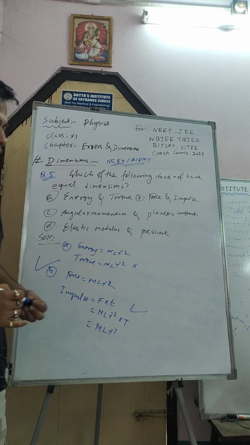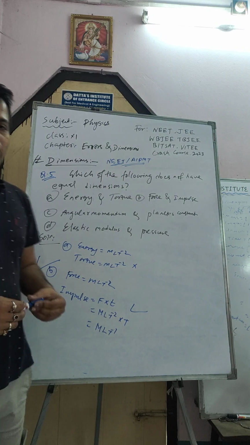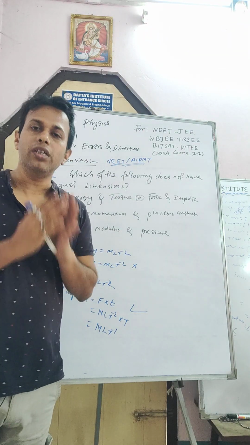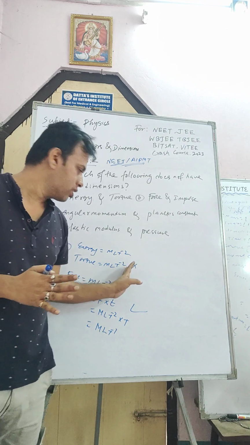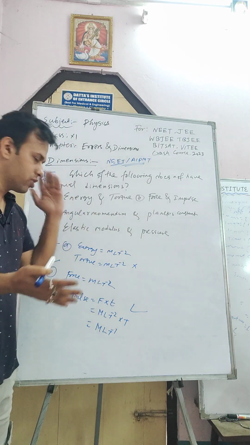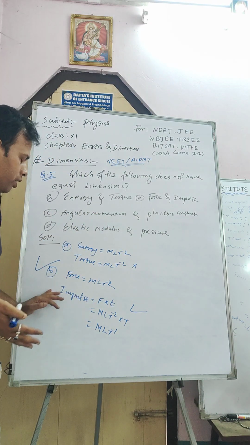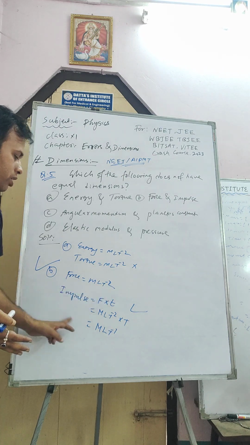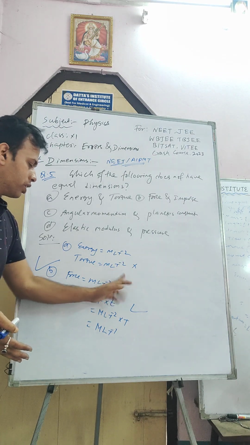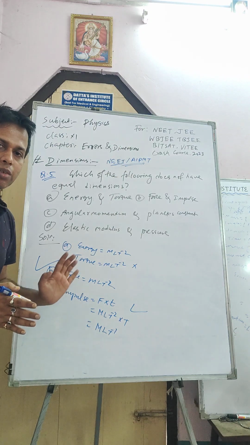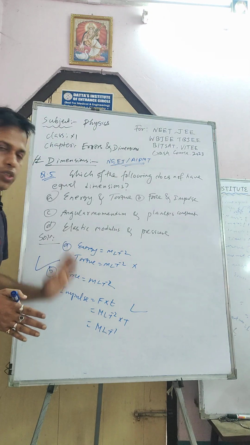Because the question asks us to find out which pair does not have equal dimensions. So I consider A first; they are equal, so it will cancel. I go to B: force is MLT^-2 and impulse is MLT^-1. The force and impulse have different dimensions, so this will be the correct answer.